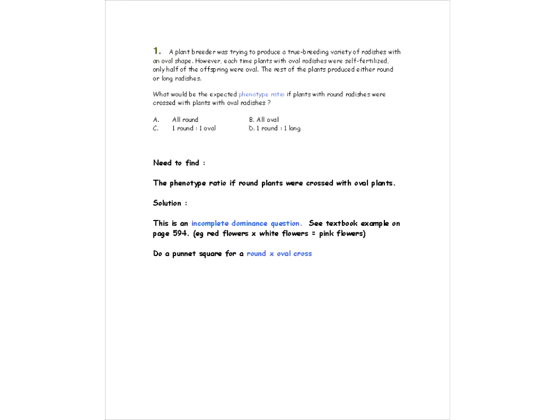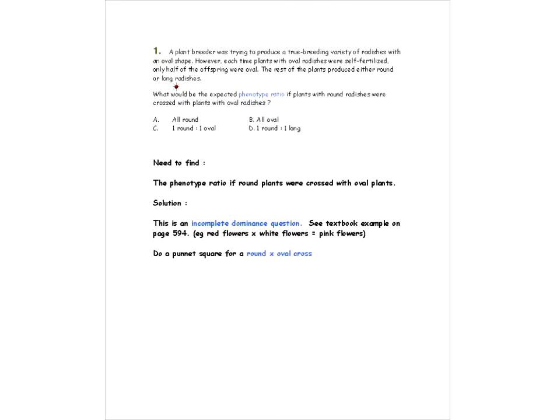The first thing I want you to notice is that we've got three different types of plants here. We've got oval ones, round ones, and long ones. So this is not your basic dominant-recessive pattern where you've either got a tail or no tail, or short is recessive to dominant. This is a situation where you've got three different possibilities.